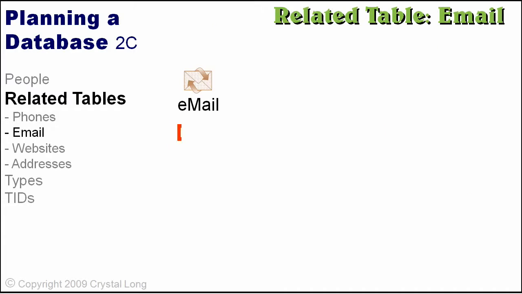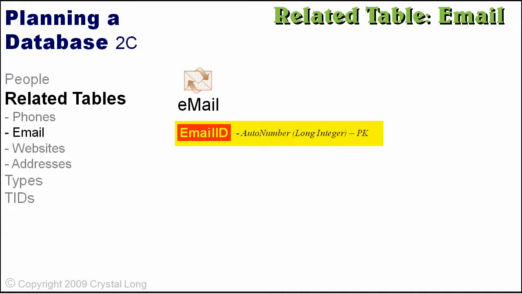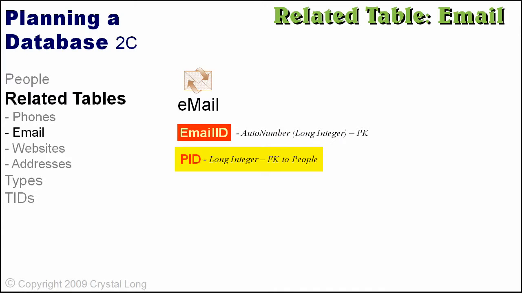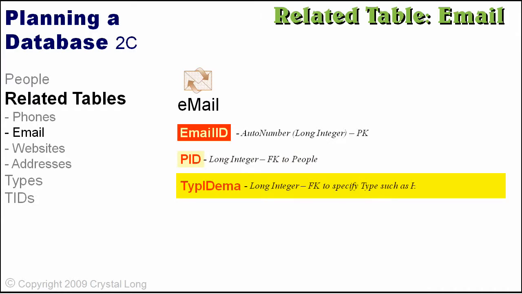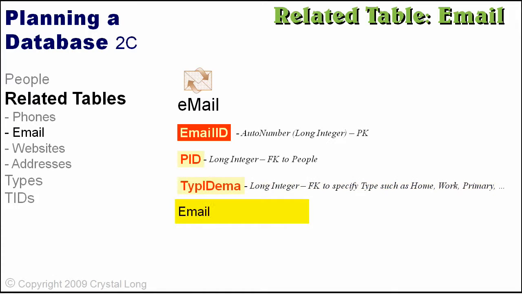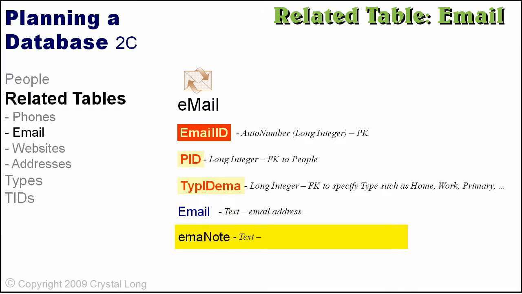The email table has an auto number primary key named email ID. The PID field is a foreign key to people, so we know who the email address belongs to. We can use the type ID email to specify a type, such as home, work, primary, or alternate. The email field is for the email address. Email note is for a short note.